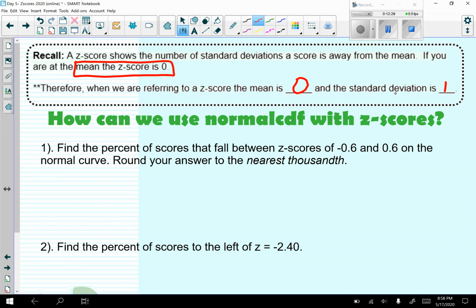So how can we use normal CDF with z-scores? The same way we have been. We're going to draw a picture, we're going to label, and we're going to use our calculator. Find the percent of scores that fall between the z-scores of -0.6 and +0.6.